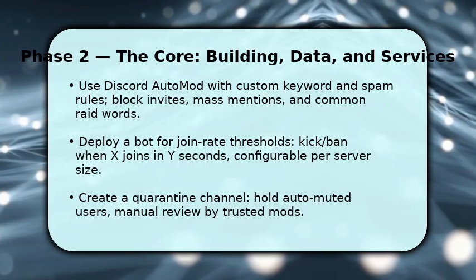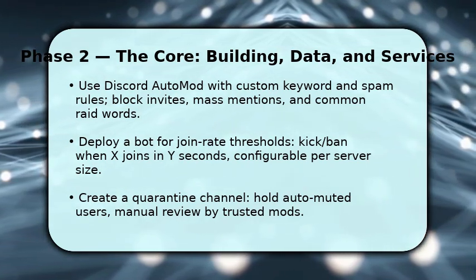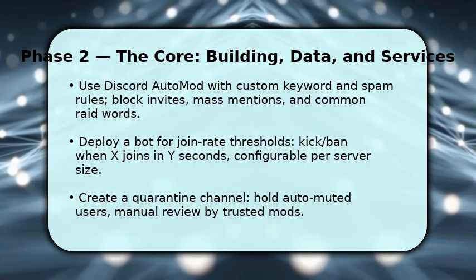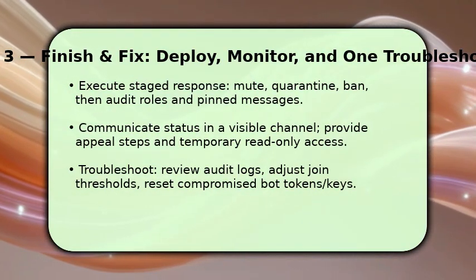Make sure to test thresholds with a dry run. Then tighten rules until false positives are minimal but effective. Finally, respond decisively. Mute and quarantine active raiders, then ban confirmed accounts and restore normal perms.